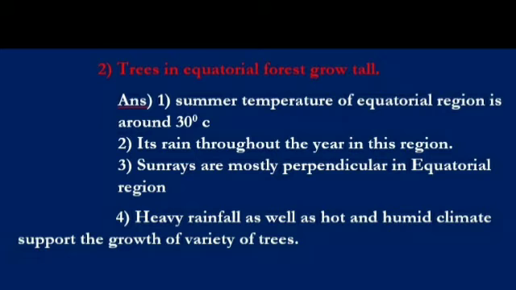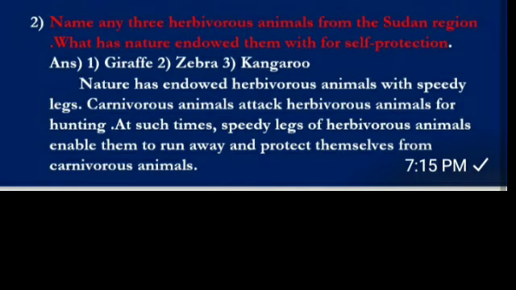Next we have: answer the following questions in brief. In that, first we have: name any three herbivorous animals from the Sudan region which nature has endowed with something for self protection. See student, here two questions are there. First you have to write down the three herbivorous animals, right? And after that you have to write down what nature has given them for self protection, right?